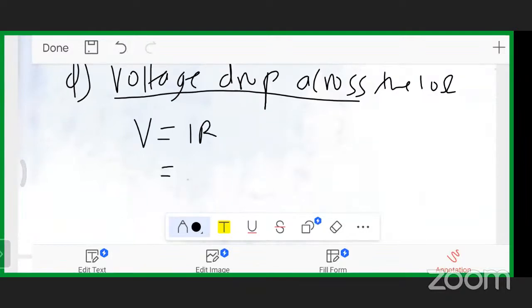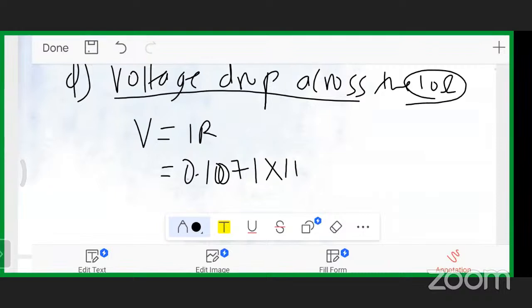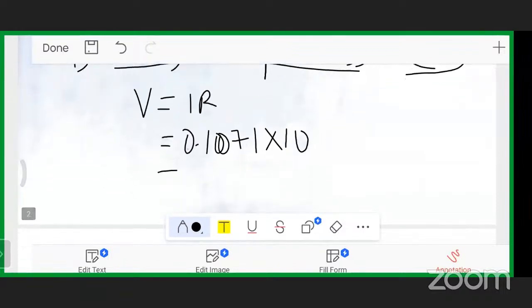So you check what is the current passing through that particular resistor. We have said it is the same current, 0.1071 times the resistance of that resistor you are dealing with, which is 10 in this case. When you multiply, you'll find 1.071 volts.